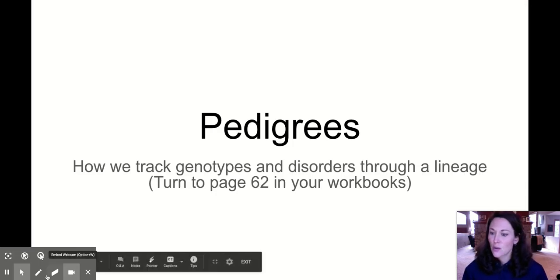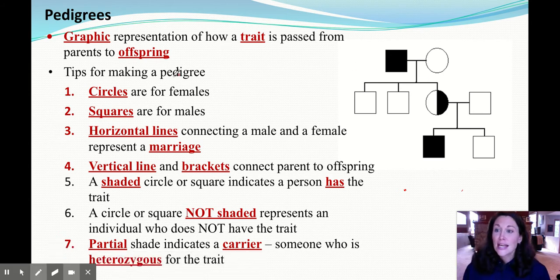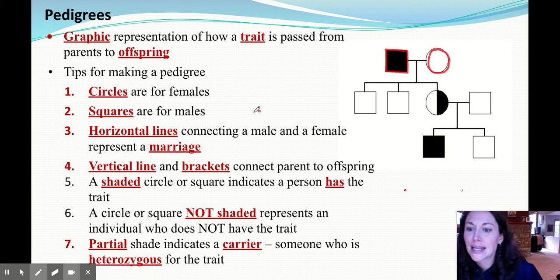So a couple of things that I want to remind you about before we jump into more pedigree information. So things that you're going to need to know about pedigrees. First, a pedigree is really just a picture of how a trait is passed from parents to offspring. And there are lots of things that we can include in a pedigree. So some basics first. Our circles, like this one right here, always represent females, and our squares always represent males. And this is their biological gender. So just keeping that in mind.